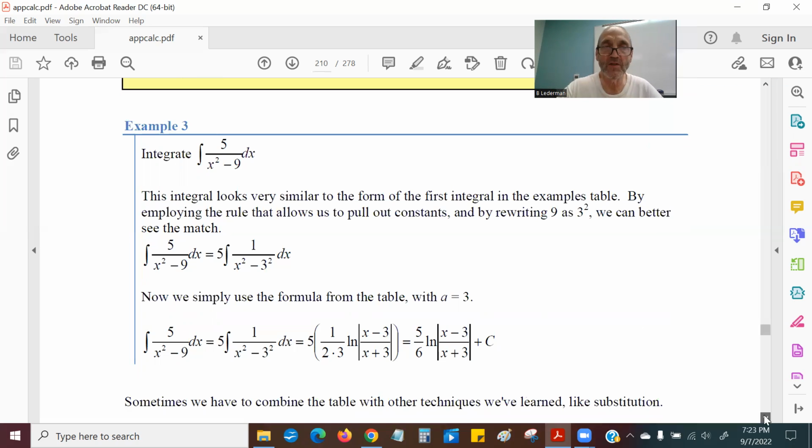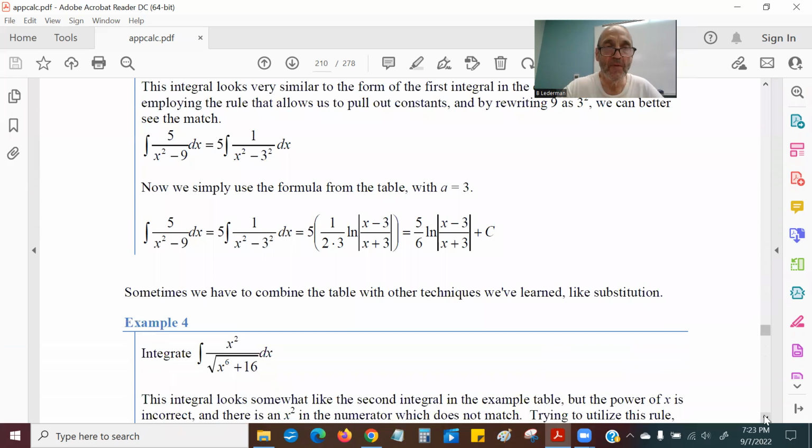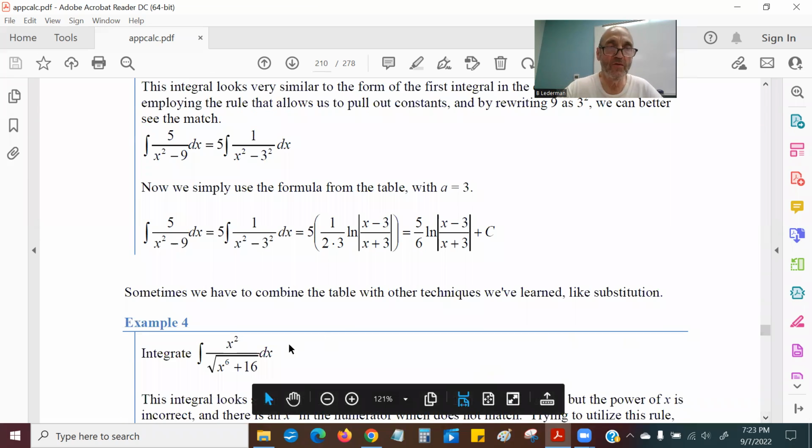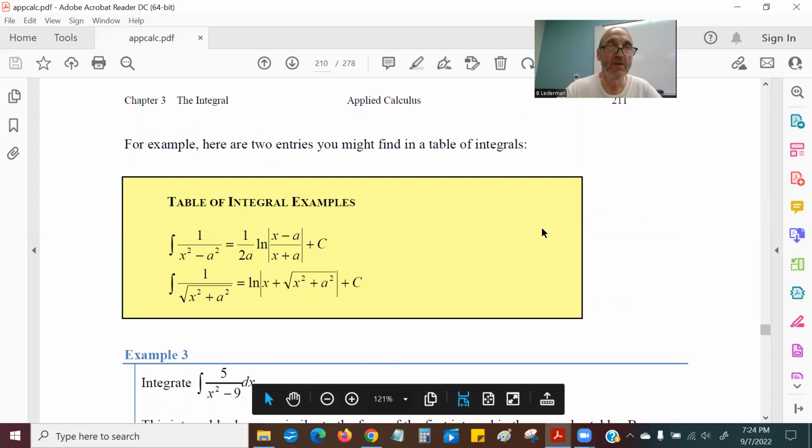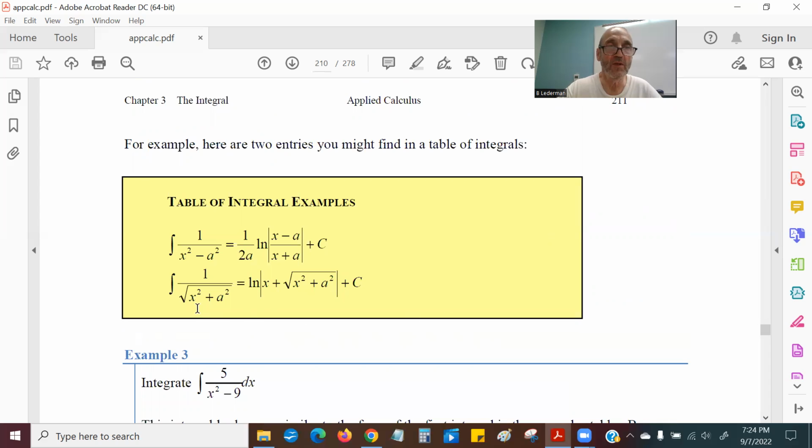Okay, now let's look at another example. The integral of x squared over the square root of x to the 6 plus 16. Well, let's look at our table. Let's go back up to that table. So it's similar, but not exactly the same. So what are we going to do here? That is always the question.